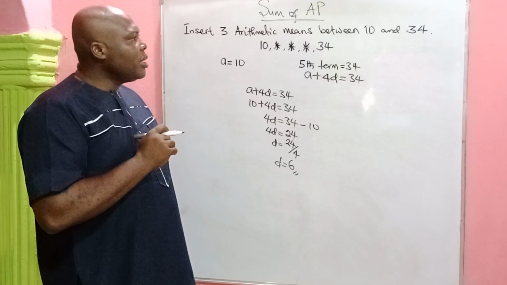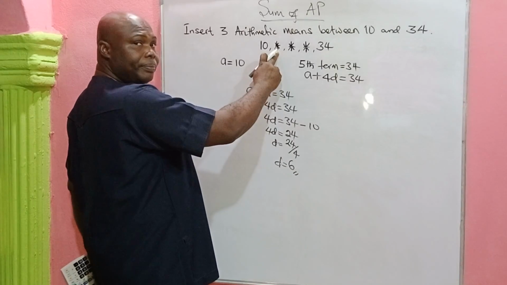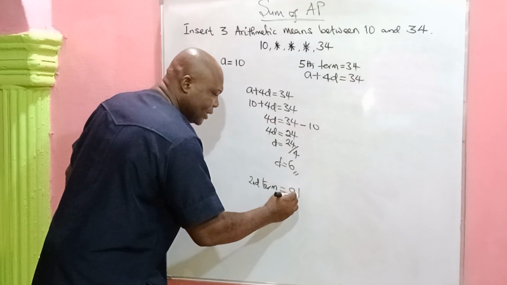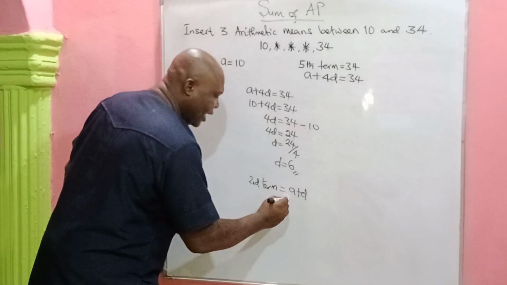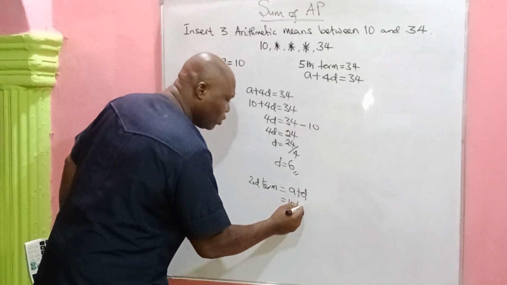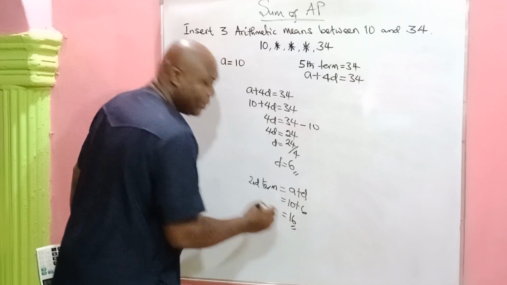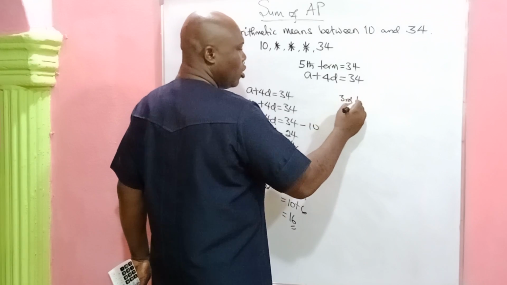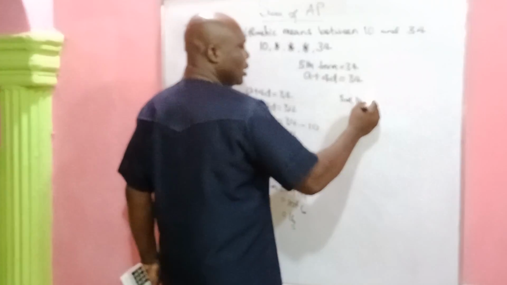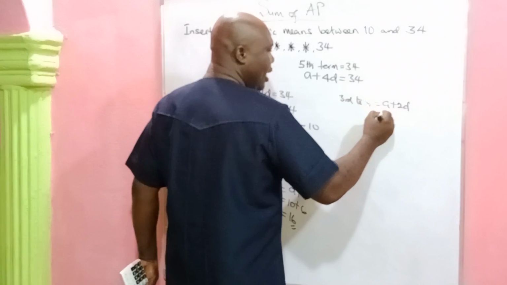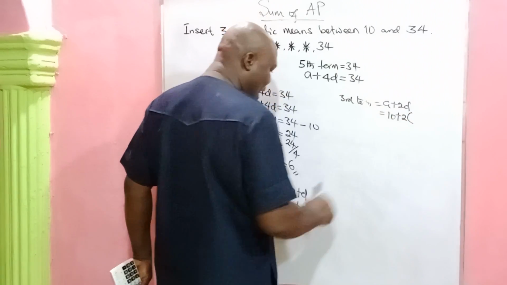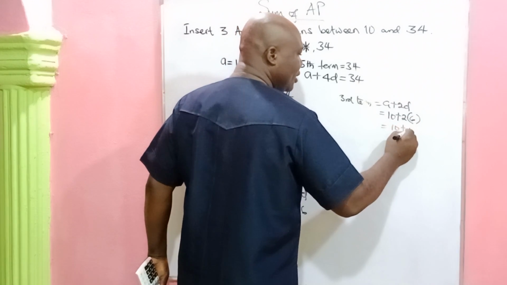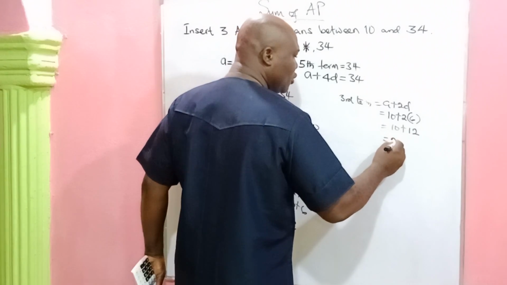Now, after getting the common difference, it means we need to find the second term. All right, so our second term, of course, is A plus D. A is the first term, which is 10. D is the common difference computed, which is 6. So that gives us the second term to be 16. All right, so we can go ahead to find the third term. The third term, which is this. So our third term is A plus 2D. A is 10 plus 2 into D has been computed as 6. So we are going to have 10 plus 2 times 6, 12. So 10 plus 12 will give us 22.